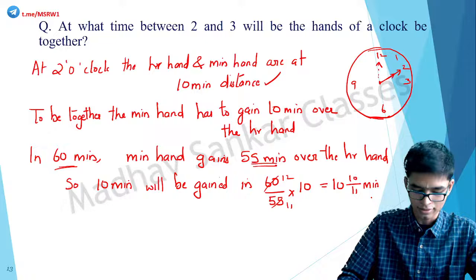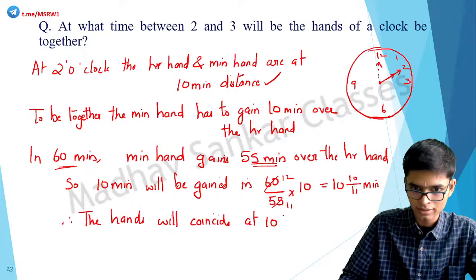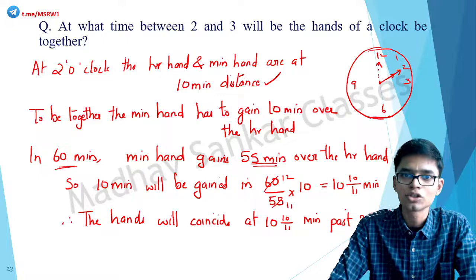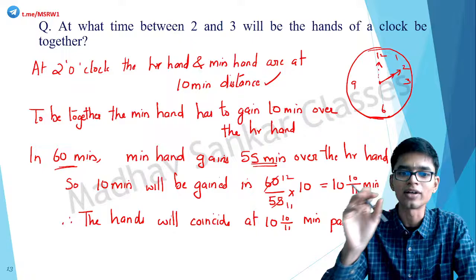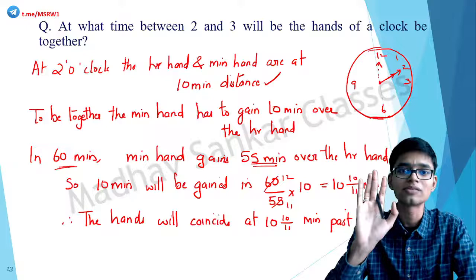All right. Therefore, the hands will coincide at 10 by 11 minutes past 2. Understood? That is why I told you that first statement is very, very important. In 60 minutes, in 1 hour, the minute hand will gain 55 minutes over the hour hand. Which means 55 minutes are gained in 60 minutes. Correct? The minute hand gains 55 minutes in 60 minutes.